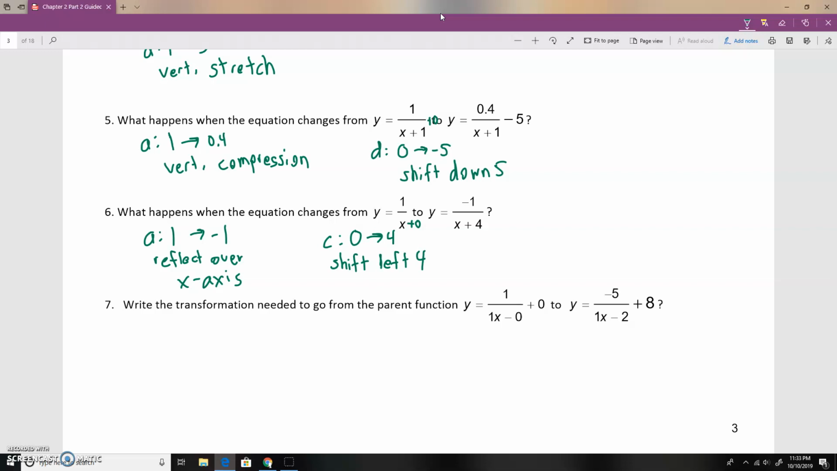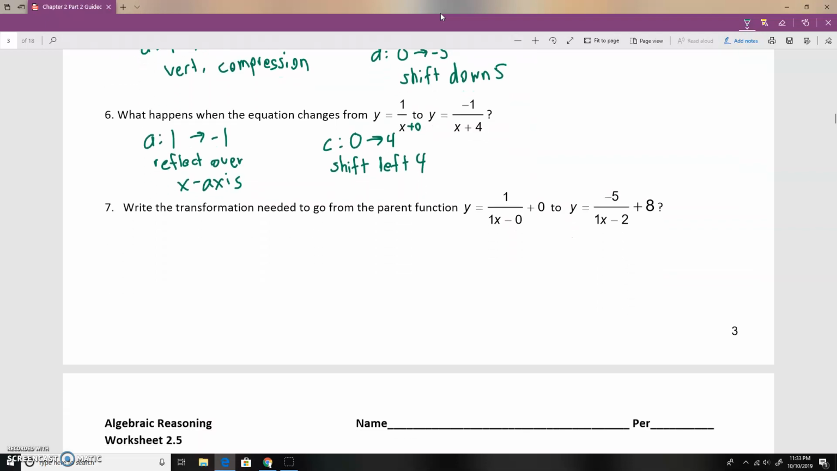All right? Let's look at number 7, which actually has the most going on. All right? Number 7, you're going to see our a value actually does a couple things. It goes from 1 to a value of -5. All right? Well, if a is turning negative, that's going to be reflect over the x-axis. Okay? And then we've also got it changing from 1 to 5, which is increasing. It's getting bigger than 1. So that's going to be a vertical stretch.